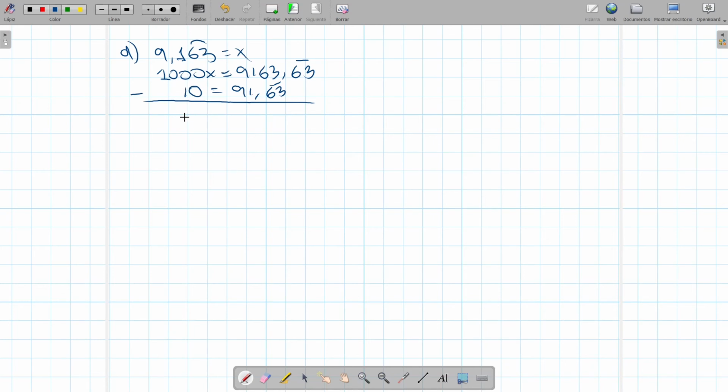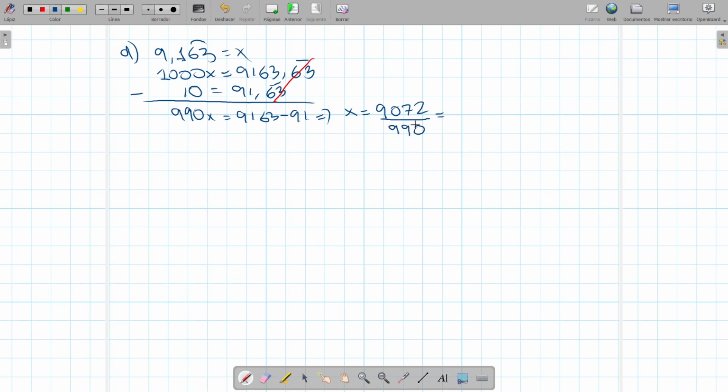If we subtract this, we get 990x equals, again, the part that is repeating will subtract itself, and we get 9163 minus 91. 9163 minus 91 is 9072, and then the other part was the multiplying, so we send it dividing.